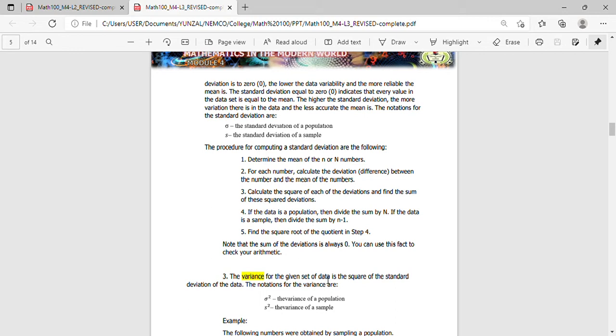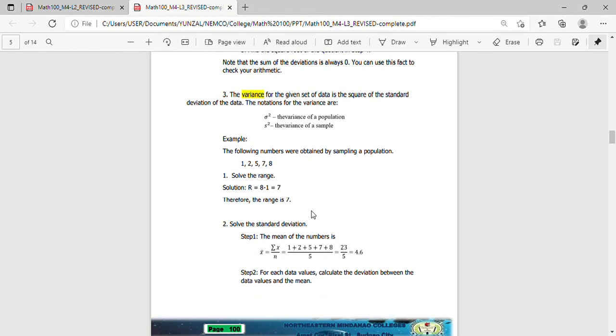Okay? So, after that, we'll have an example para mas maklaro, mas masabtan. So, like for example, we have here, the following numbers were obtained by sampling a population. So, natay 1, 2, 5, 7, and 8. These are the data that we gathered. The following numbers were obtained by sampling a population.